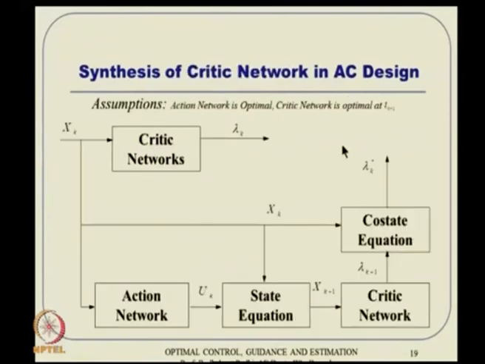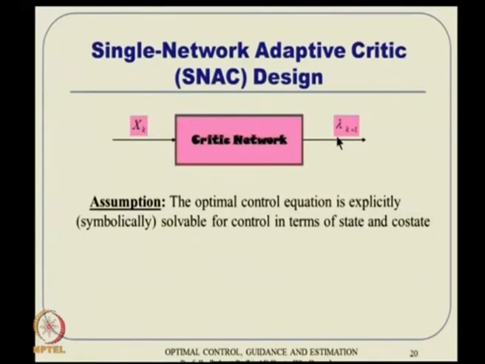But moving on, we also had this single network adaptive critic design, where it told us, wait a second, we don't really have to use two networks for all types of problems. For a class of problems where the optimal control equation is explicitly or symbolically solvable for control in terms of state and co-state, all that I need to know is lambda k plus 1. Once xk is known and somehow I get lambda k plus 1, then I can utilize the closed form solution that is available with me to evaluate my uk.